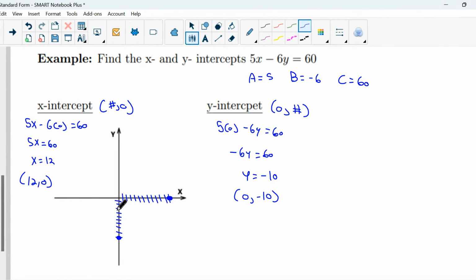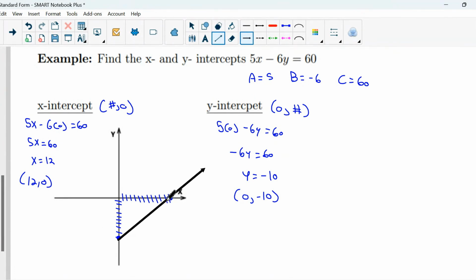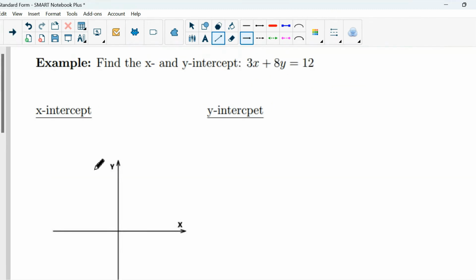From here, when you have your x and y intercepts, that is all you need to be able to graph this line. So all you need to do is just connect the two points, and there we go. That is how to graph using standard form. Honestly, it's pretty simple. All right, example number 2. Let's skip it for now. We'll come back to it at the start of class, but make sure to give it a try on your own.